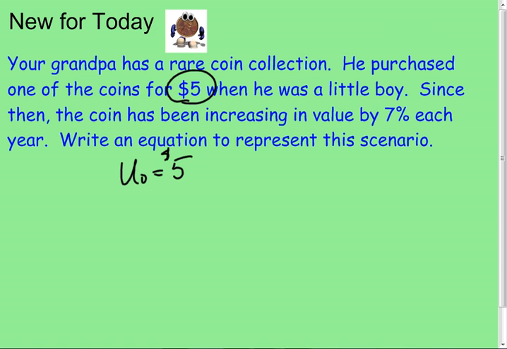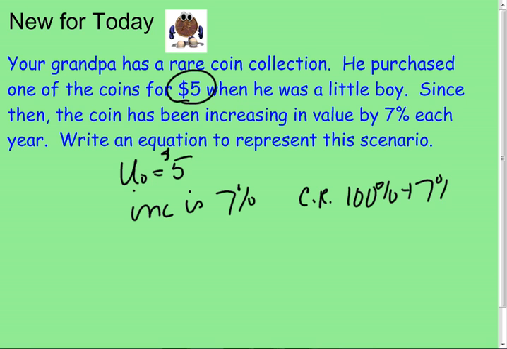After the lesson, sure. Now, the coin has been increasing in value by 7%. So the increase is 7%. Now, you don't lose the $5. So how do you get your common ratio? You add 100%, because you still have that, plus the 7%. Then you got to change back to a decimal. So it's 107%. So what is that? Nice, Kennedy. Thank you. Is that okay, Samantha?